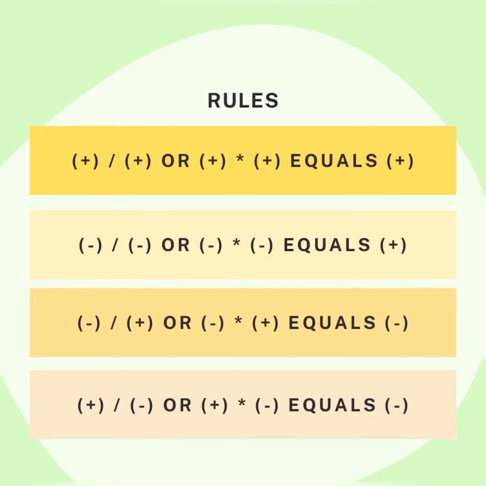If we have a negative number divided by a negative number, or a negative multiplied by a negative, then our answer is positive. If we have a negative divided by a positive, or a negative multiplied by a positive, because the signs are different, our answer is negative. So positive divided by negative or positive multiplied by negative equals a negative.